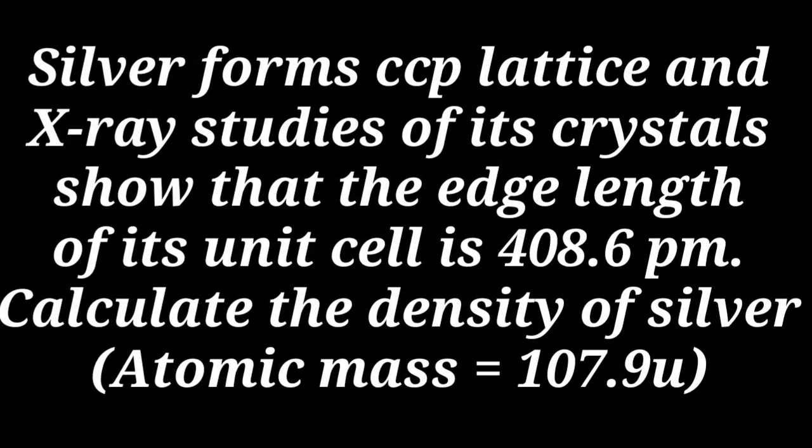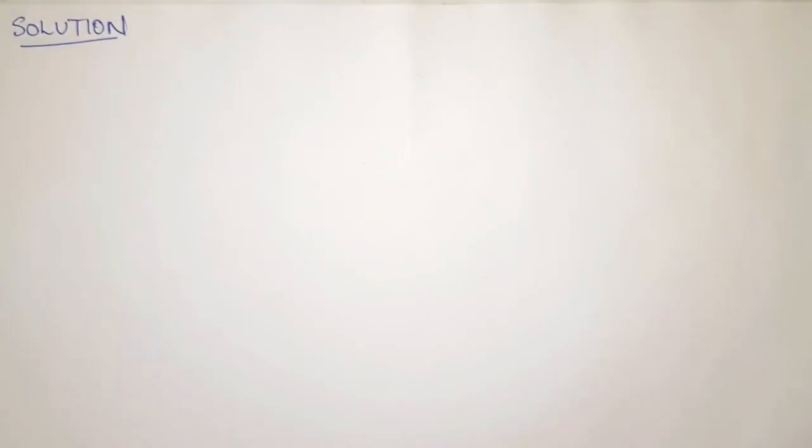So we'll see how to solve this problem. Here in the question it is given that it is forming a CCP lattice, or we can also say it is an FCC crystal, and it has an edge length of 408.6 picometer. This picometer you need to convert to meter. Atomic mass is given, that is 107.9 U, that is unified mass.